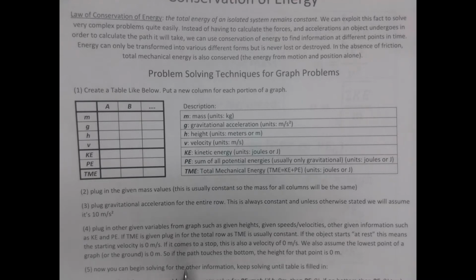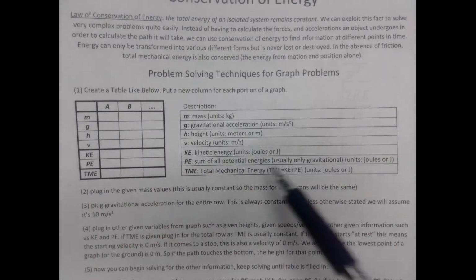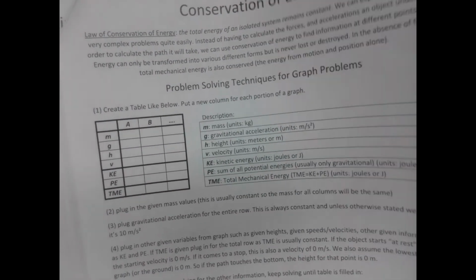Also, if it says it comes to a stop, coming to a stop means 0 meters per second is your speed. We're also going to assume that the lowest point on the graph is 0 meters. So I might tell you it starts at 10 meters and then comes all the way down to the ground. I might not put a 0 at the very bottom, but we can assume the very bottom of the graph is 0. And now we begin filling out the other bits of information.